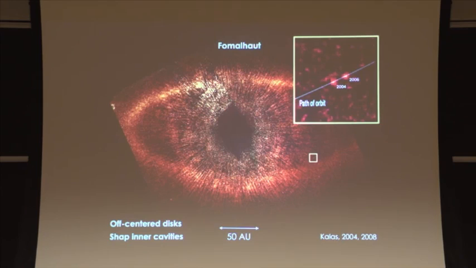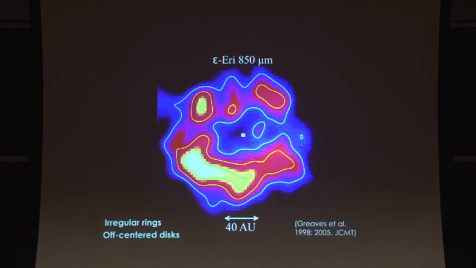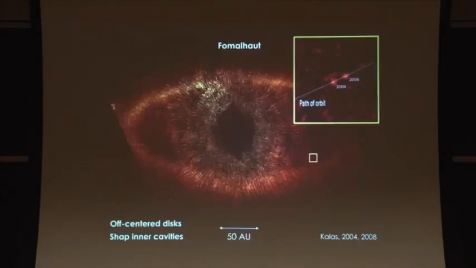Yes, so this one is scattered light, and this other one is thermal emission, and this is thermal emission. So there is a diversity here of observations.